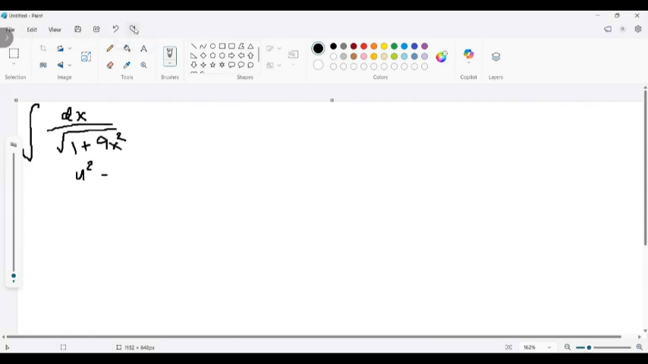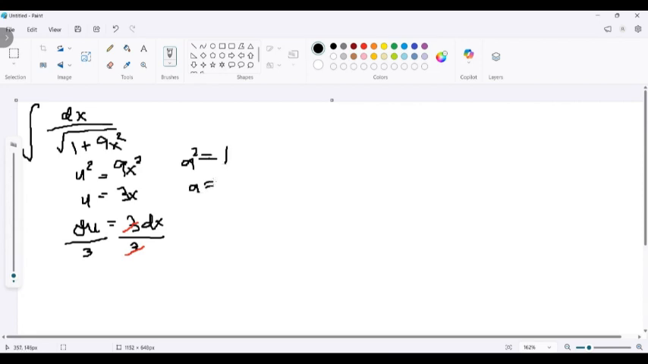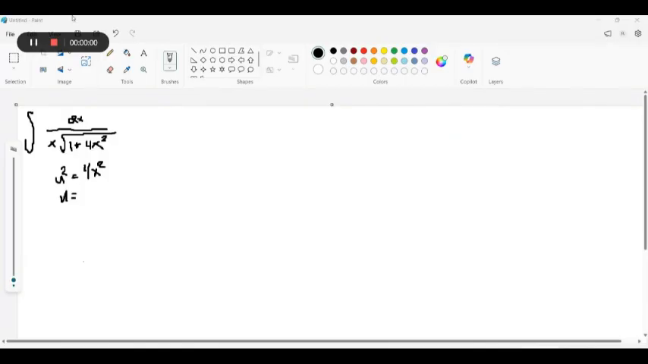So for our next example, we have the inverse hyperbolic function. u here is equal to 3x, and a is equal to 1, to which we have dx is equal to du over 3. That's why we have 1/3 arc sinh of 3x over 1, or 3x, plus c.